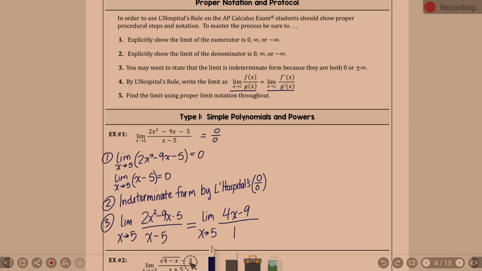Now, your last step is to actually do that limit. Okay, yeah, plug it in, which, so here, if I do the limit as x approaches 5 of basically what? It's 4x minus 9. What are you getting? 0. Wait, no.